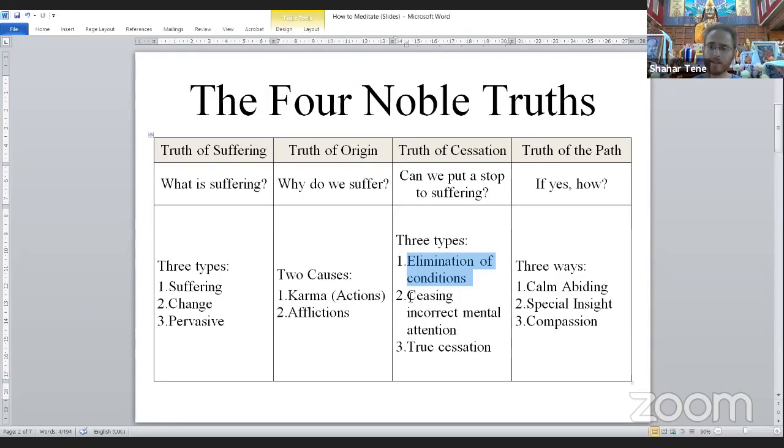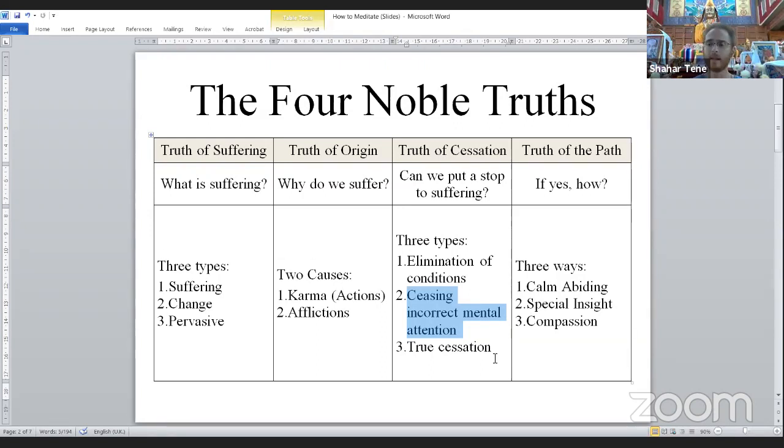The next level is ceasing incorrect mental attention. So this we're going to be talking a lot more about tomorrow, particularly when we look at the shamatha, or the concentration type of meditation. But it is really about thinking about where we put our mind at, right? The mind is always busy doing something, so it may as well be something good rather than bad. But we don't tend to really think about what our mind is doing on a moment-to-moment basis, such that we end up paying attention to a lot of things that are very useless and actually quite destructive, and not paying attention to the things that really matter.